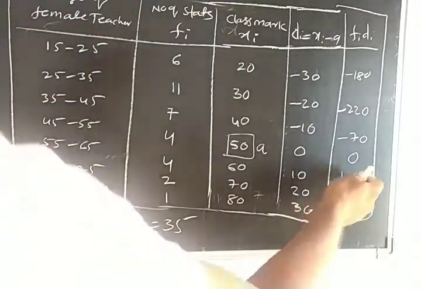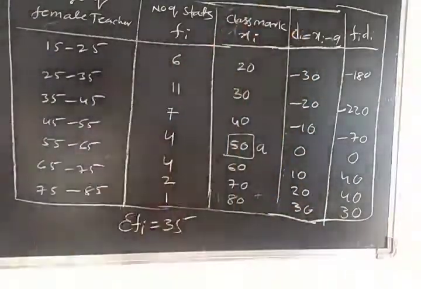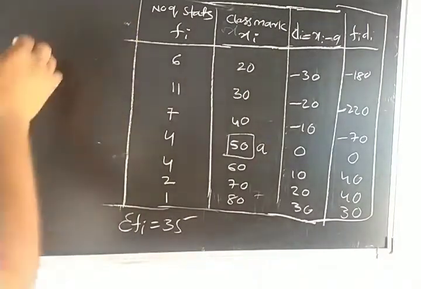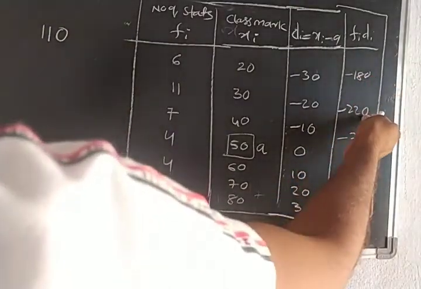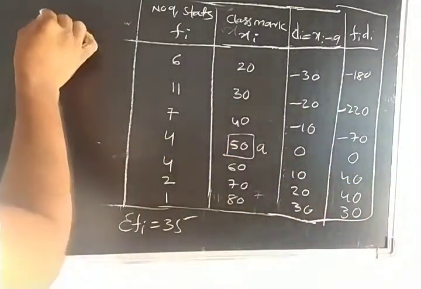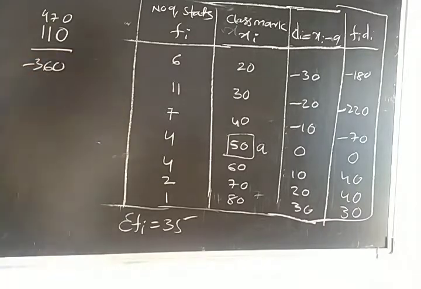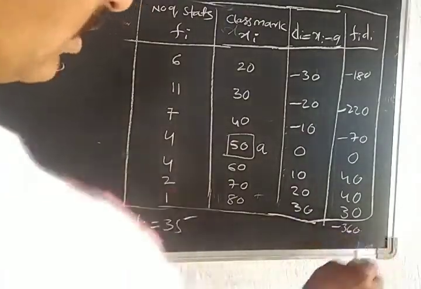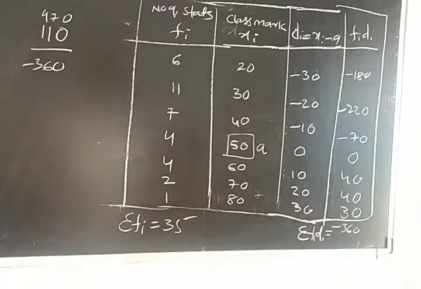So the positive values are 40, 40, 80 and 30. 80 plus 30 is 110. 110 is the positive quantity. The negative quantity is 180, 220, 70: 80 plus 100 is 300, 400, 470. 470 is the negative quantity. By subtracting this, you will get minus 360. So minus 360 is the summation fi into di. We got minus 360.